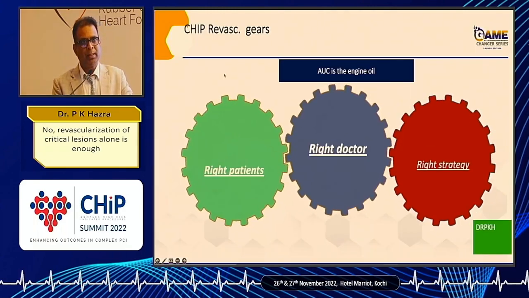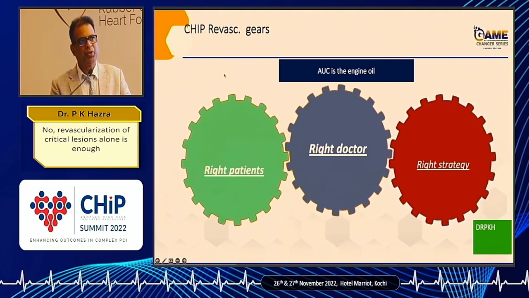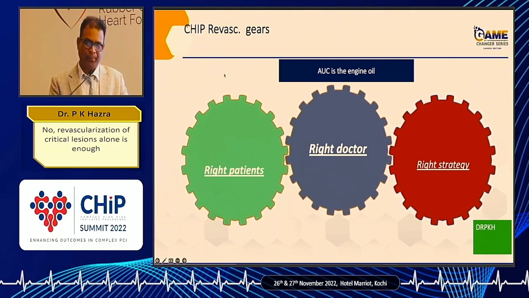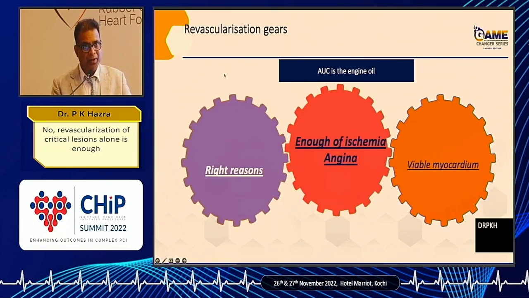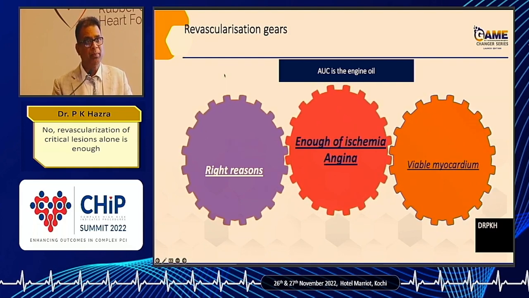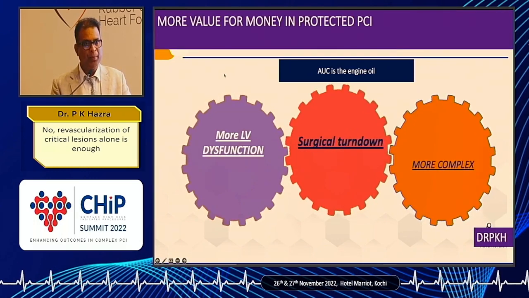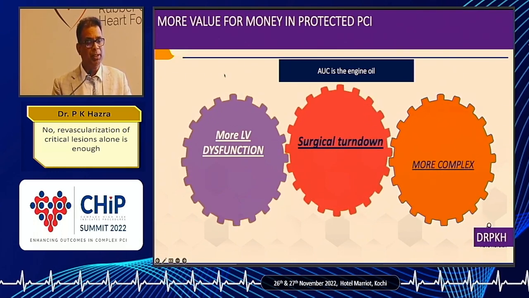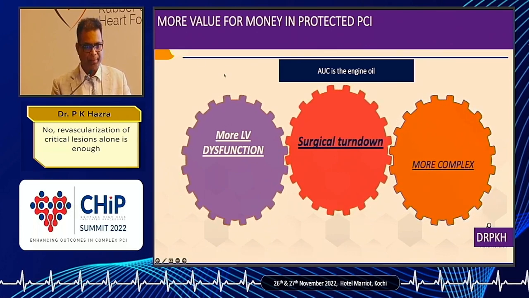In CHIP revascularization there are many gears, and appropriate use criteria is the engine oil all the time. You cannot ignore science, so you have to choose the right patient. The patient has the right to choose the right doctor, right cath lab, and right strategy. Right reasons to justify complete revascularization: enough ischemia and enough angina to prove that you are investing in CHIP cases and the patients are paying through their nose. You have to have viable myocardium. You have to have more LV dysfunction, surgically turned-down cases, and more complexity.